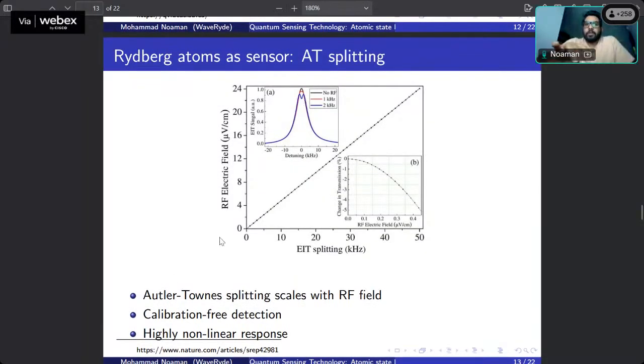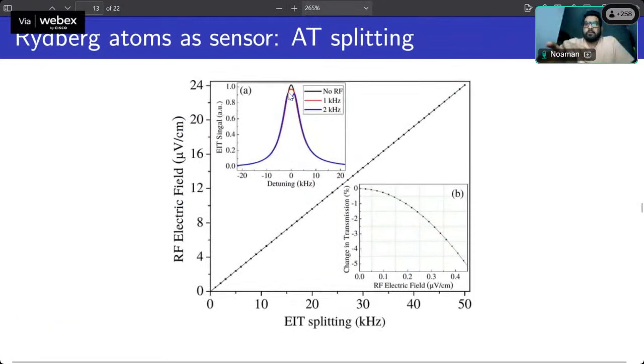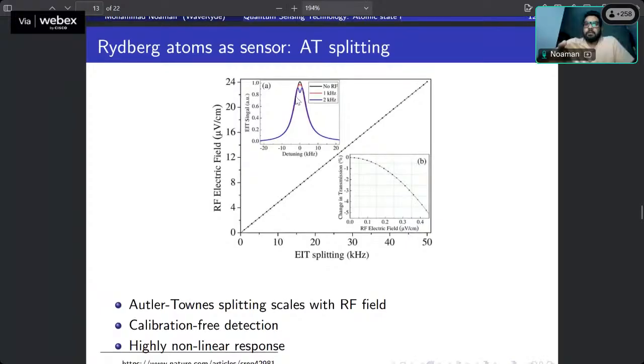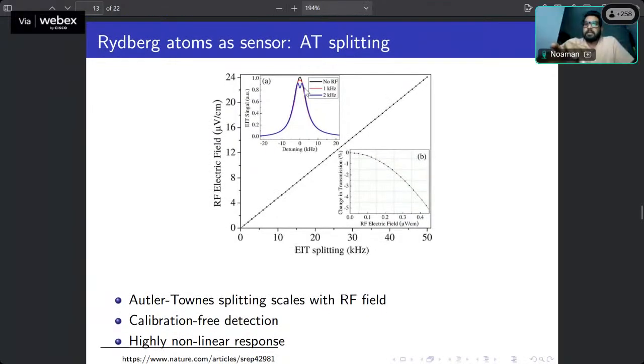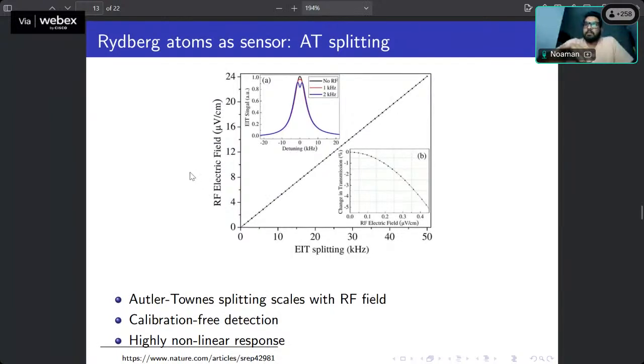So when you apply an RF field, the line is split into two peaks. It's shown here as these two blue lines. And the splitting, if you measure that and plot it against the applied RF field strength, the field of this radio frequency, it shows a very linear relationship. So that's the calibration part of it, and it also captures a very wide range of frequency.